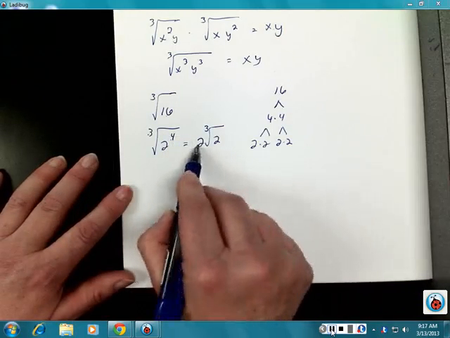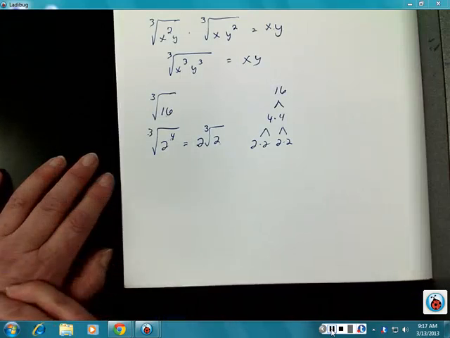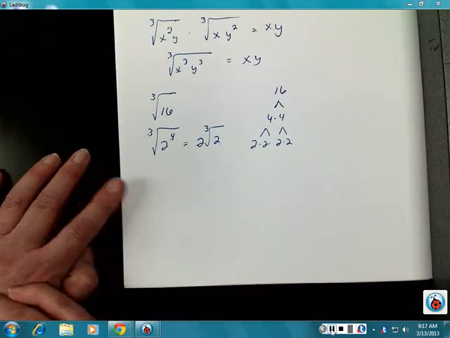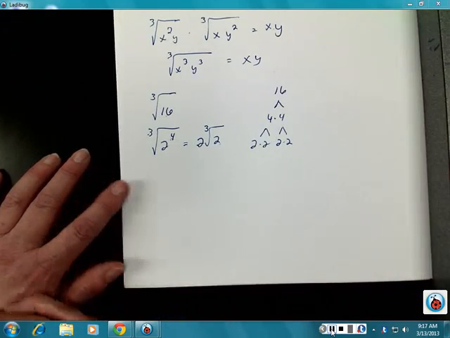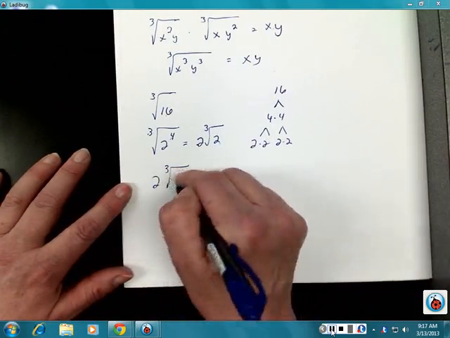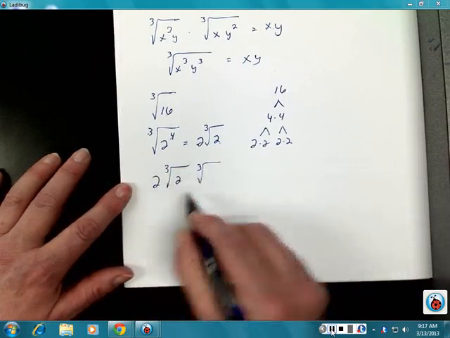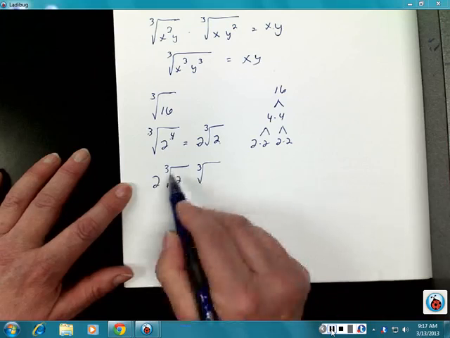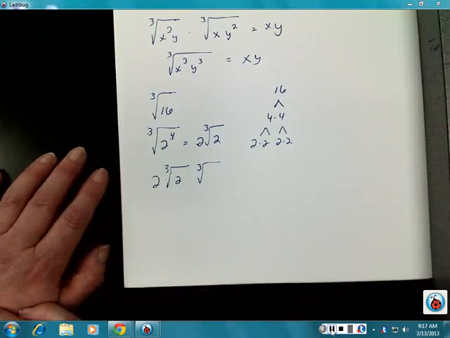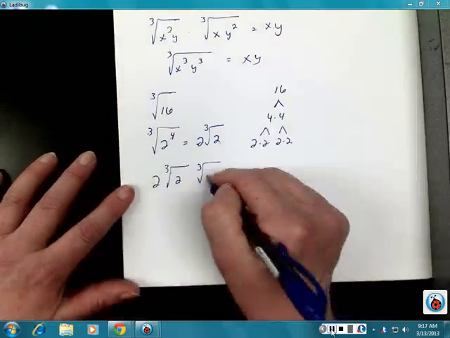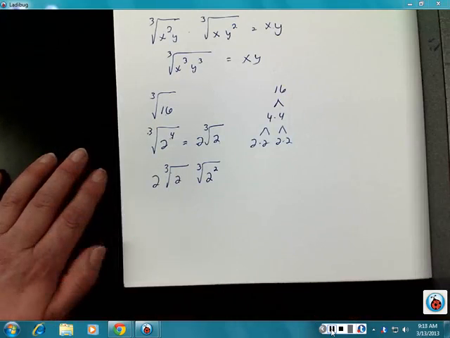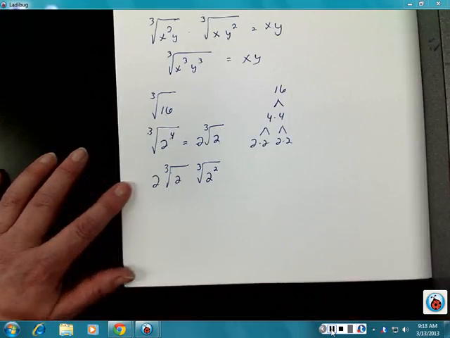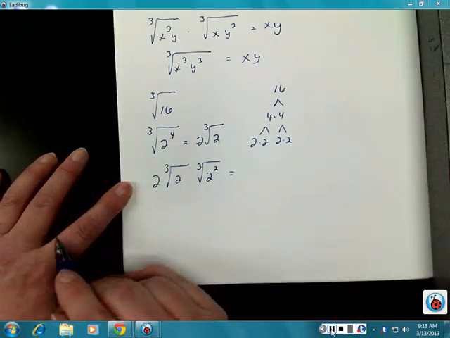Because 3 went into 4 once, that means I can pull out a 2, but it leaves a 2 underneath. What would I have to multiply it by? And I have 2, the cube root of 2. What would I have to multiply this by to make that root go away? A 2 squared. Perfect. Thank you, William. 2 squared. Yeah. So I have to multiply by 2 squared.